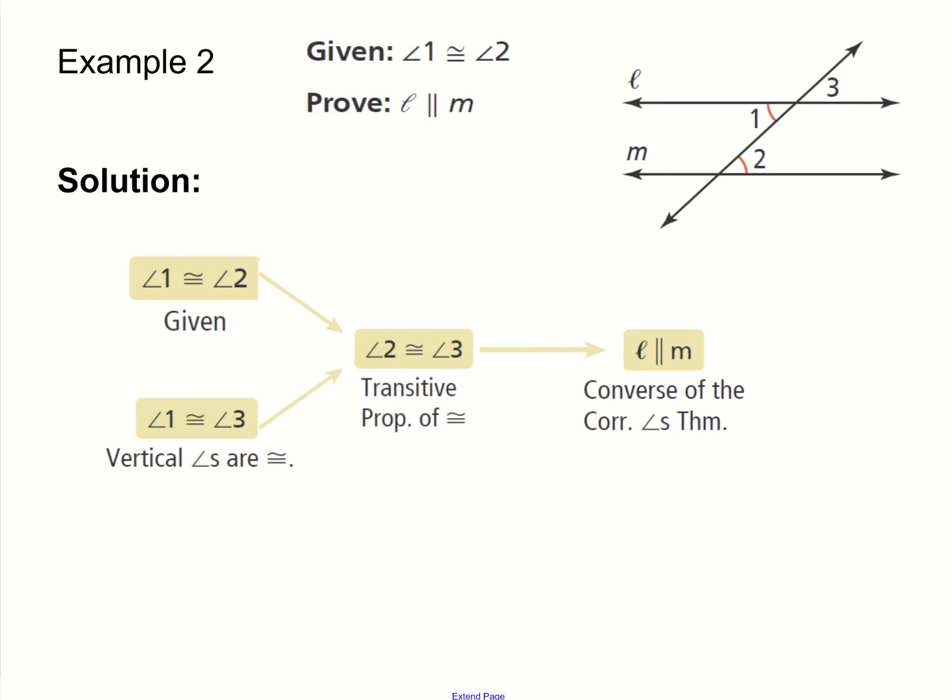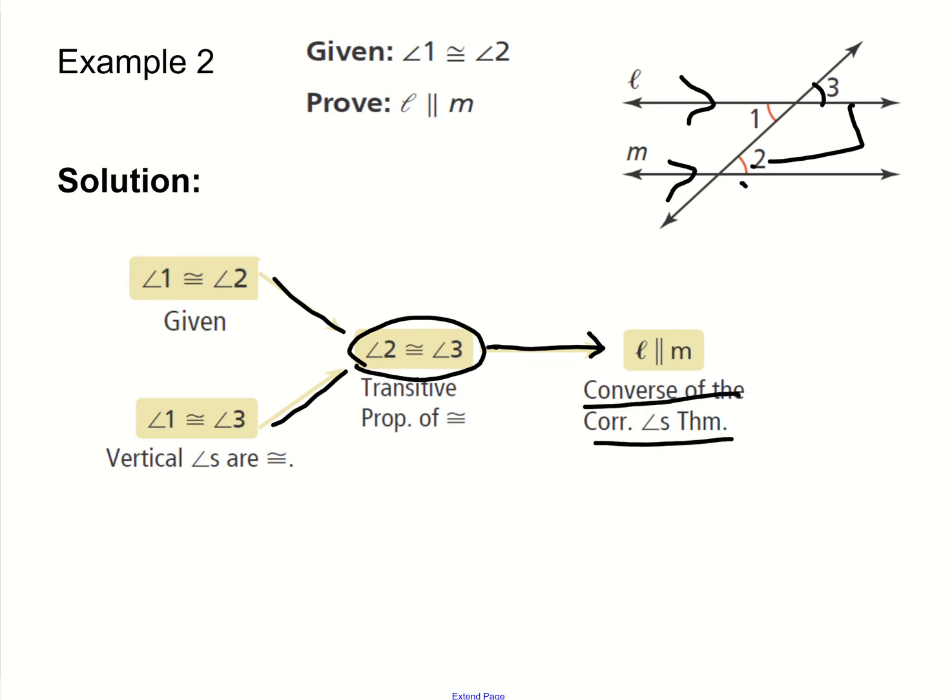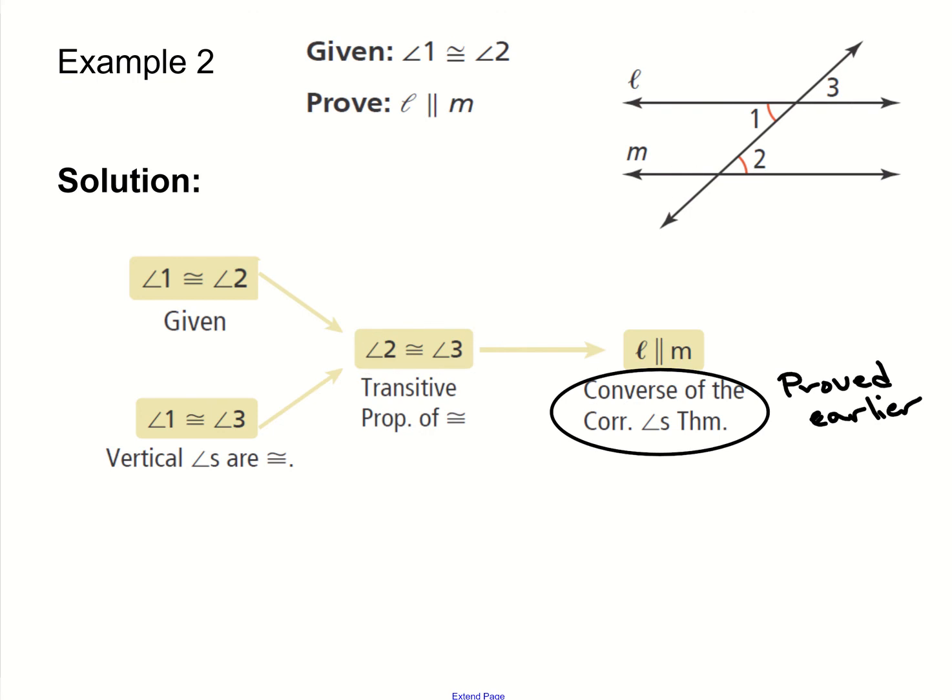Okay, so the next statement is that, once these two lead to that, then from here I can say, because angle 2 is congruent to angle 3, these are corresponding angles. If they're corresponding angles and they're congruent, then I'm done. I can just say that these two lines are parallel by the converse of the corresponding angles theorem. We already proved this theorem, so we can go ahead and say this. And that's the end of the proof, which we proved earlier. We proved that converse theorem earlier.